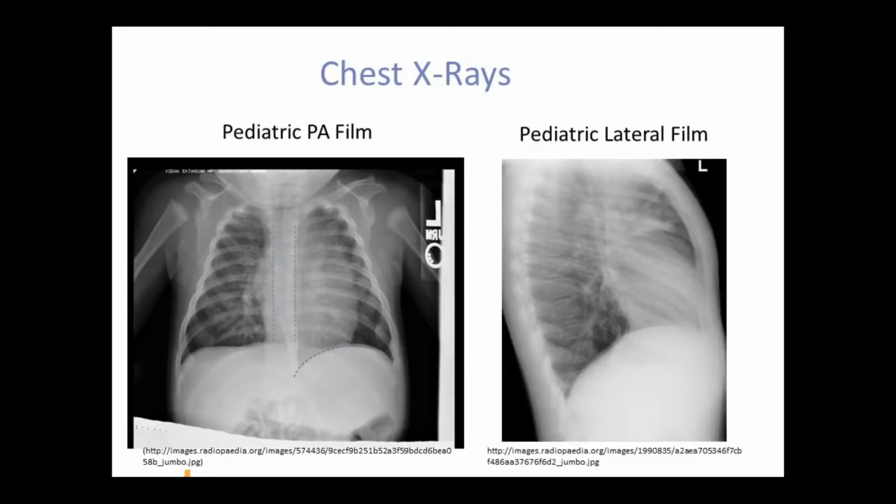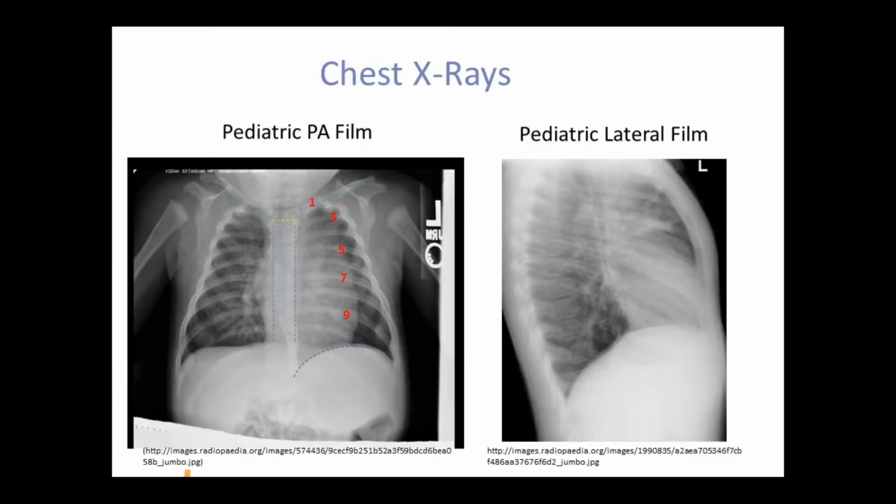Secondly, inspiration. An adequate film will show 9 to 10 posterior ribs. Pediatric chest X-rays must be taken with a sufficient inspiratory effort from the patient, as a film taken on expiration or with minimal inspiratory effort may exaggerate the heart size and bronchovascular markings. Thirdly, rotation. The spinous process of the vertebral body should be equidistant from the medial ends of the clavicle.